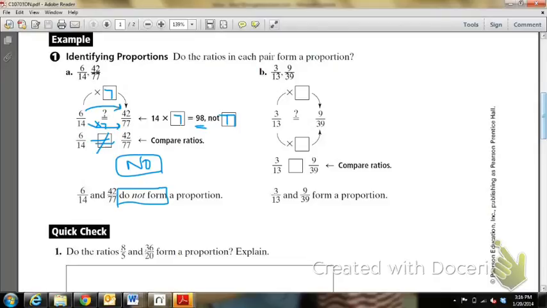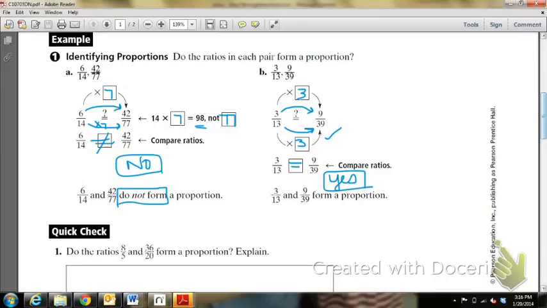Now 3/13 and 9/39. Do these make a proportion? So, well, I can easily see that 3 times 3 is 9. So does it work on the bottom? Is 13 times 3 39? Yes. So these are equal, so that means that they do form a proportion, or you would just say yes.